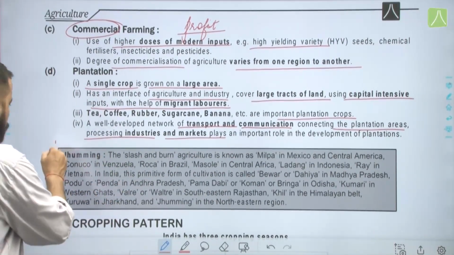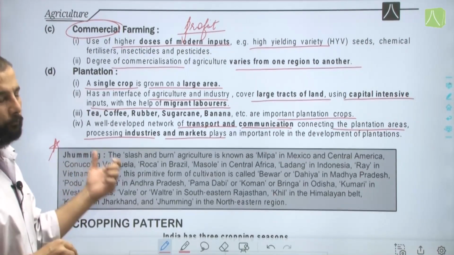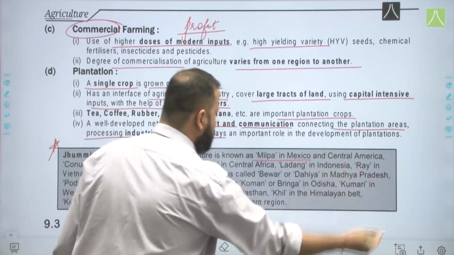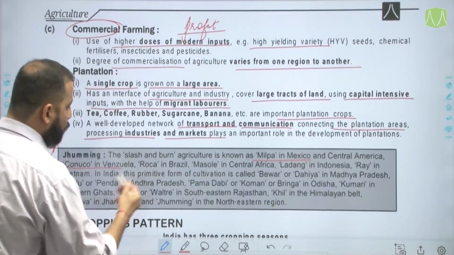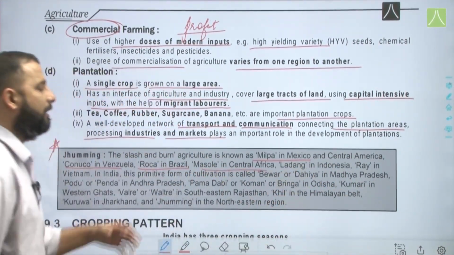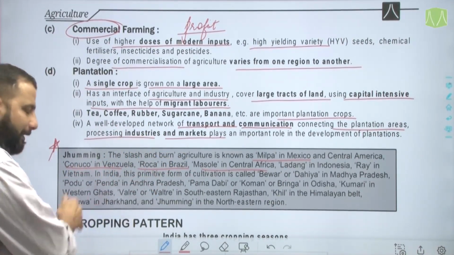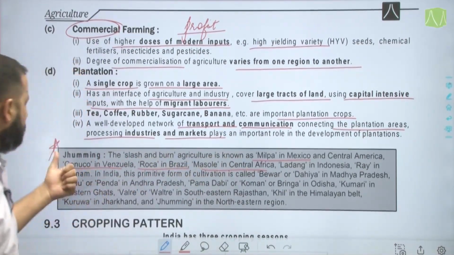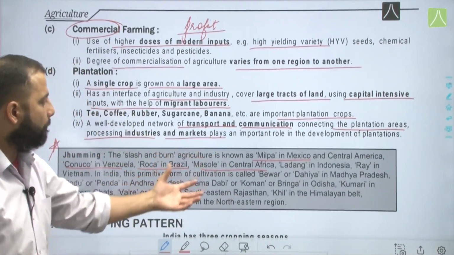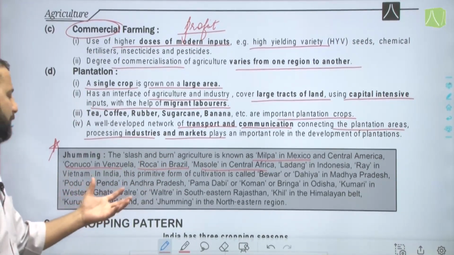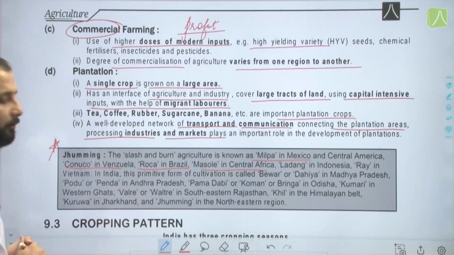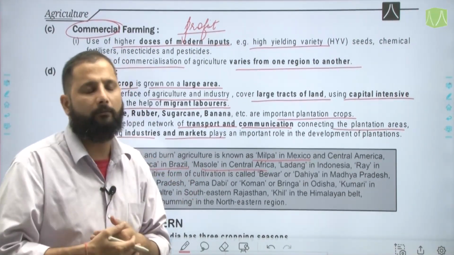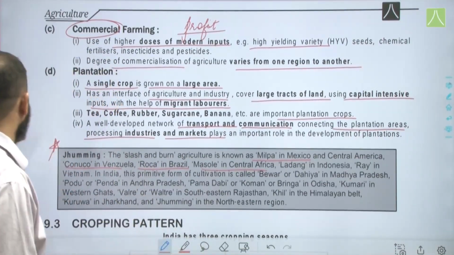Now, the word used for slash and burn agriculture is milpa in Mexico and Central America, conuco in Venezuela, roca in Brazil, masole in Central Africa, ladang in Indonesia and rey in Vietnam. In India, it is again known by different names in different parts of the country: Bewar, Dhaiya, Podu, Penda, Pamadabi, Koman, Bringa, Kumari, Valre, Valtre and Khil. So these are the different names by which shifting cultivation, slash and burn agriculture, is referred to.